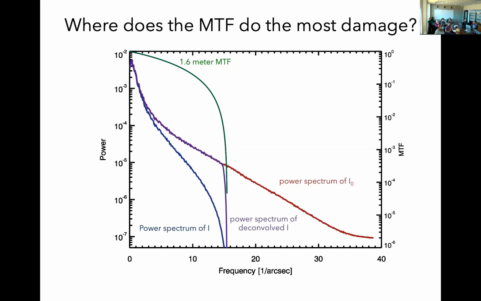Can you repeat something? I got confused with something. So the red is the power spectrum of the actual intensity image, right? Over spatial scales. Right. The 1.6 green line is the MTF of the ideal telescope of 1.6 meters, correct? Mm-hmm. So the blue, light blue, I think, is actually the multiplication of the two, correct? Correct. And then what do you do? You divide.